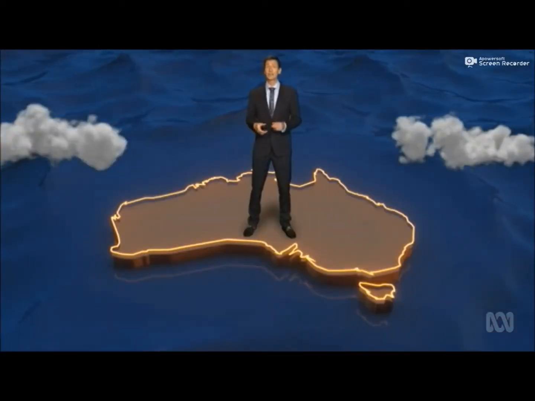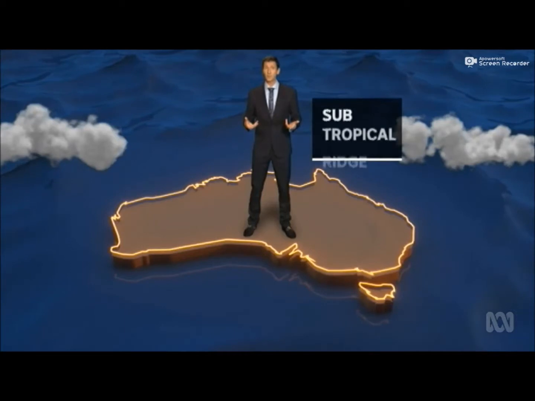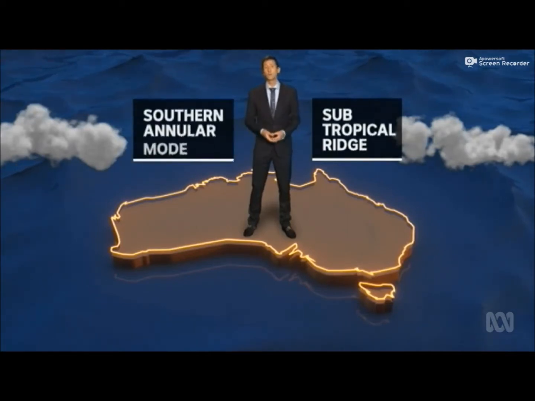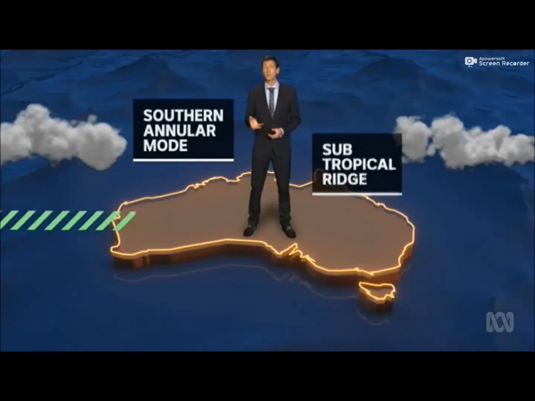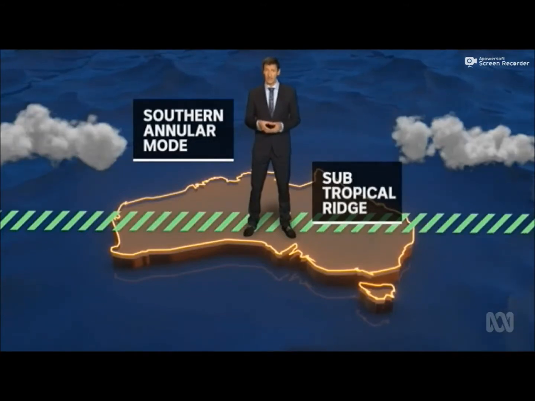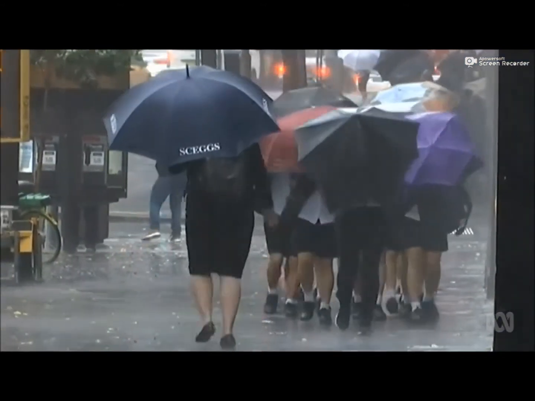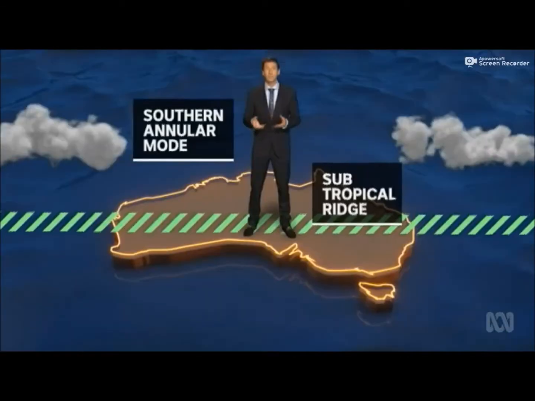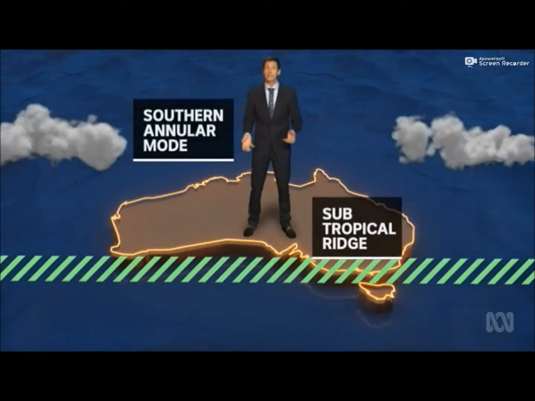There are two other lesser-known features, the subtropical ridge and the southern annular mode. The subtropical ridge would typically drift over central Australia in winter, allowing cold fronts to cross the southern states, bringing rain with it. But over the last two seasons, that has sat much further south than usual, resulting in less rainfall across the southern half of the continent.